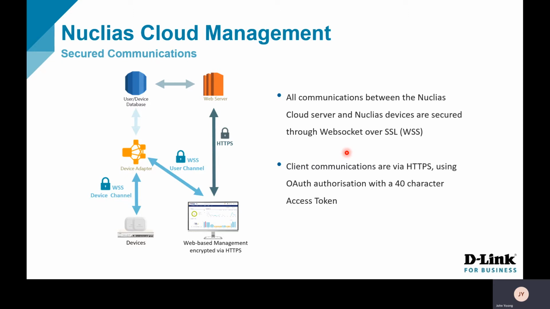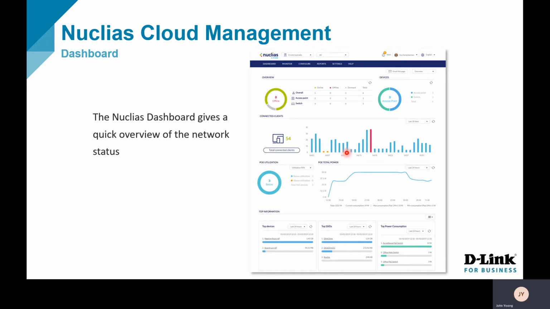from hacking your information over the internet. For Nuclias Cloud, we have a dashboard that allows the IT administrator to monitor their network very easily. It will show you the total clients, the total APs or total switches, which ones are online, how many are offline, the PoE total power, and the top information. The top information includes the top SSID, top clients, and the top port for the switch. What is their bandwidth?